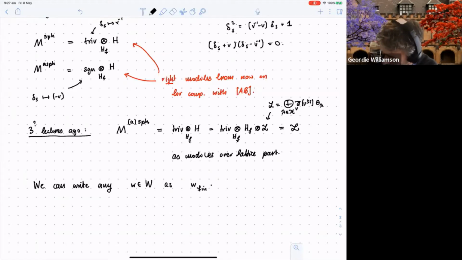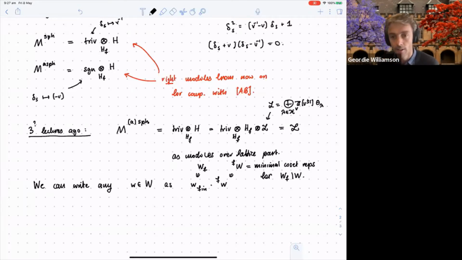times a minimal coset representative, where this is in W_F and this is in ^F W, which is minimal coset representatives for these cosets. I can never remember whether this means left or right cosets, but whatever that is.